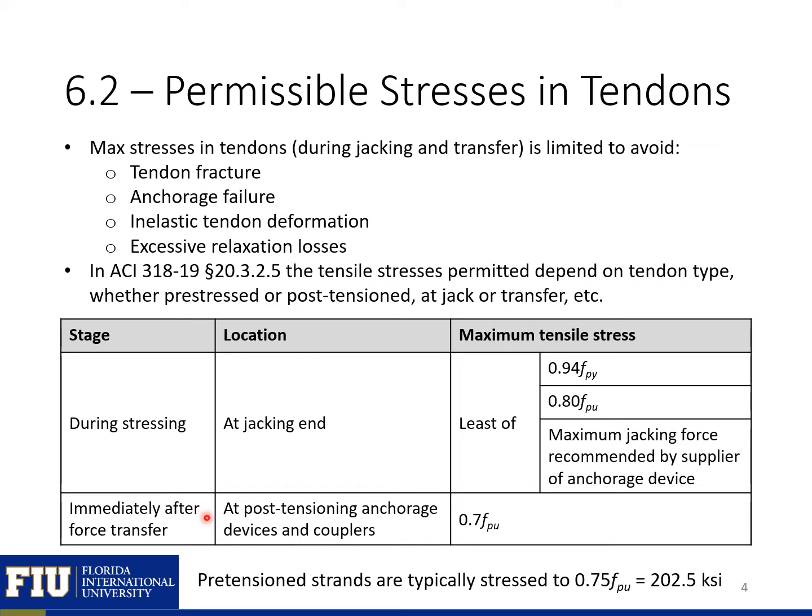At the post-tensioning anchorage device and couplers, we need to keep the stress in the strand less than 0.7 times f_pu. Typically with pre-tension strands, the stress that we have in the strand initially is going to be 75% of the ultimate strength of the strand, or 202.5 ksi.